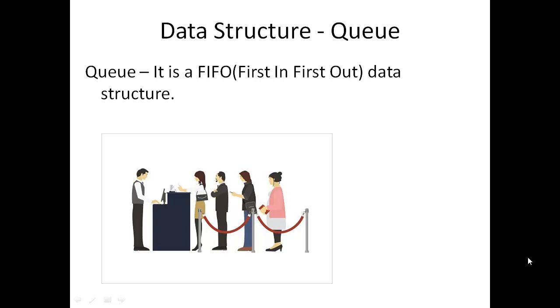So insertion and deletion are not done at the same end, and that is the reason in a queue we talk about two ends, the front end and the rear end. Rear is where the insertion takes place and front end is from where the deletion takes place. Is that clear? So that's the gist of a queue. Now in terms of computing or computers, where do you see a queue?